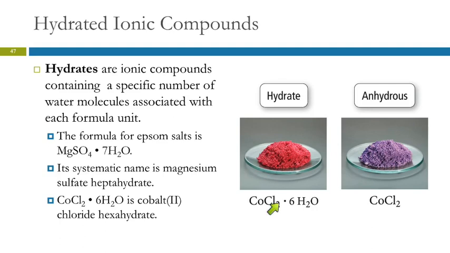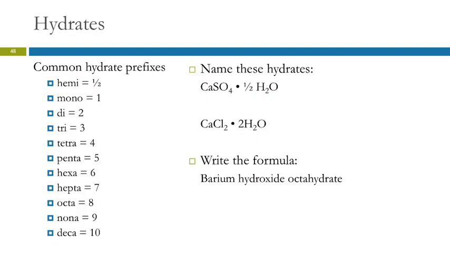Epsom salts, which you may have used, soak in a sprained ankle or something, MgSO4·7H2O. It's magnesium sulfate heptahydrate. So here are the hydrate prefixes. You should memorize these. We'll be using those for molecular formulas also. The one kind of weird one here is hemi, which is a half. So let's practice naming these hydrates.